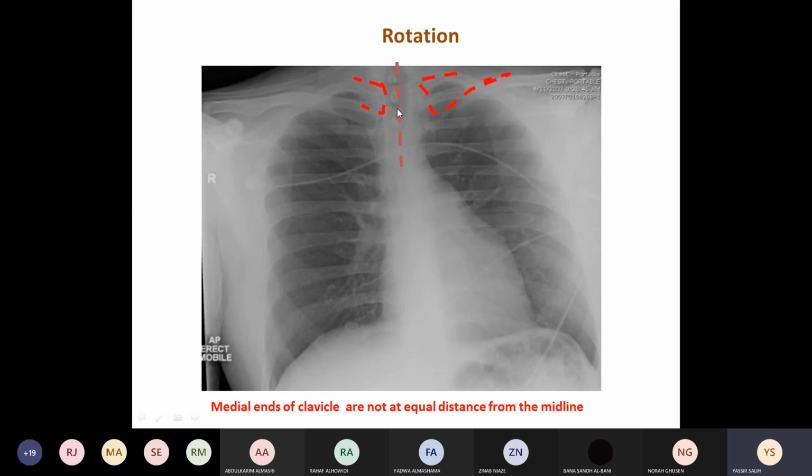But this patient is rotated. Why? Because this is the midline, this is the spinous process. If we measure the right clavicle's medial end from the spinous process, the distance here is less than on the left side. The distance here is more, and the distance here is less. This means this patient is rotated during the exam, and this affects the blackness or translucency of the lung.